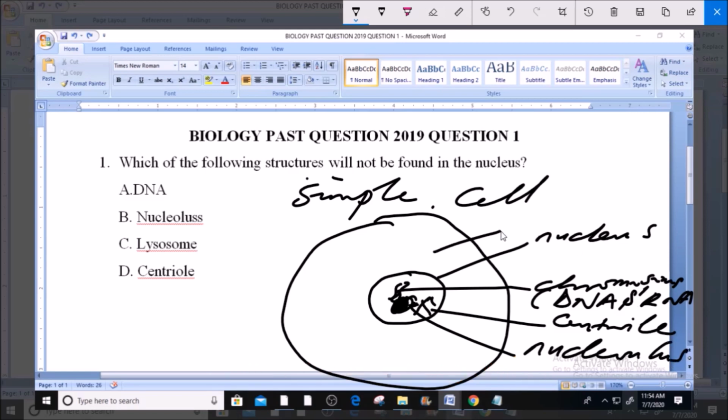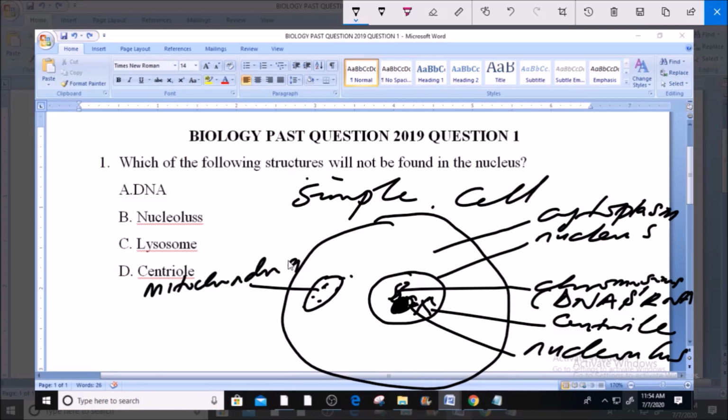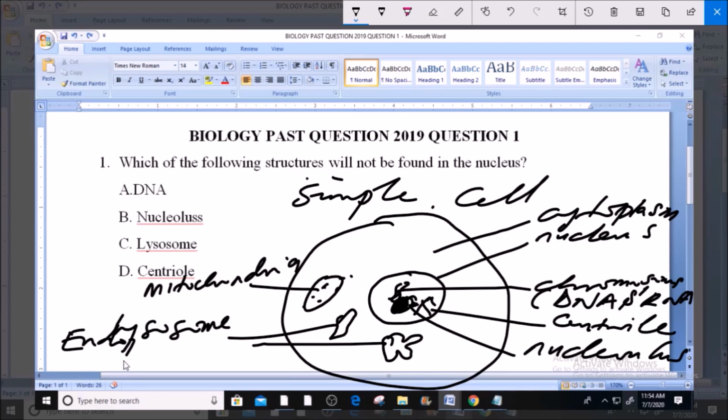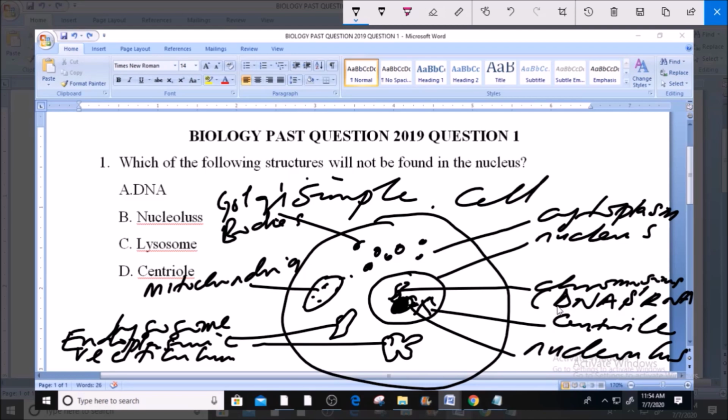Now, this place is the cytoplasm, and in the cytoplasm we have the mitochondria, we have the lysosome, we have the endoplasmic reticulum, we have the Golgi bodies, and so many others.